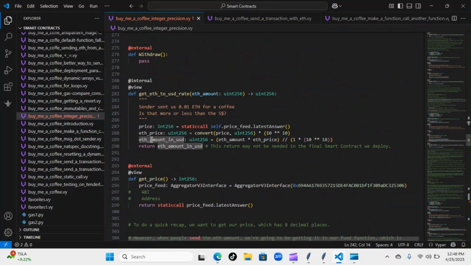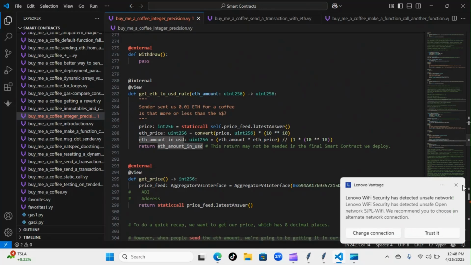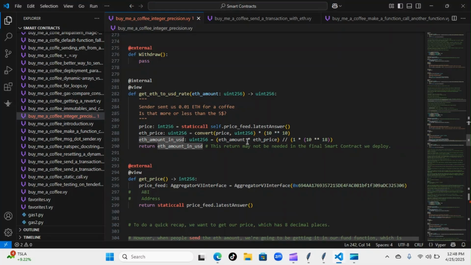So you can see here we have our ETH amount in USD, which is an unsigned integer 256. And we have the ETH amount times ETH price. We're going to do integer division, so we have 2 slashes here instead of 1. In Python, it's just 1 when we do division, but in Vyper, it's 2. That's why we have 2 here. So we're dividing this number by 1 times 10 raised to the 18th power. And then we're going to return that ETH amount in USD.